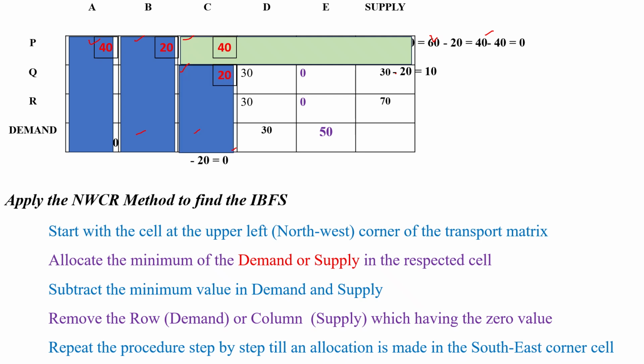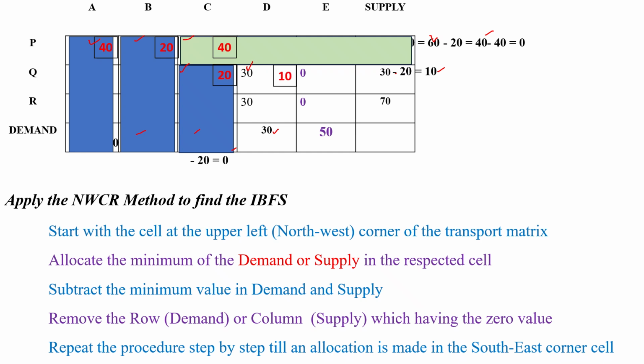Next, select the northwest corner of the transportation matrix. This is the northwest corner of the matrix. And here we have to allocate the minimum of the demand as well as the supply. Here supply is 10 and demand is 30. So the minimum is 10.